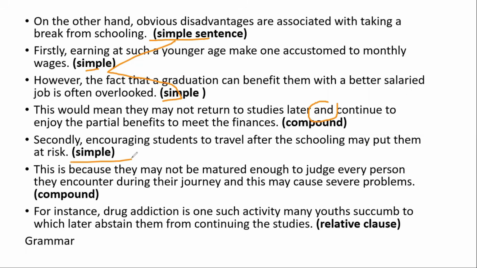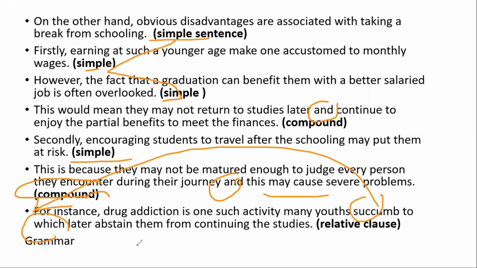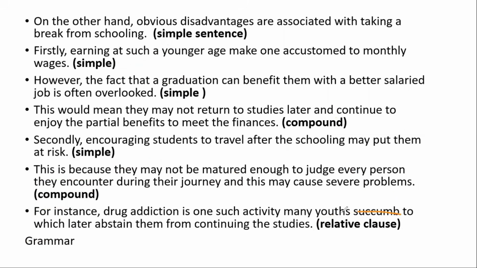Simple sentence. This is because they may not be matured enough to judge every person they encounter, and this may cause, a compound sentence. For instance, drug addiction is one such activity many youth succumb to, which later, that means succumb to, which abstain them from. Relative clause. Have I got all the sentences? Relative clause, simple, compound. Where is the complex? There is no complex. So you got to use them.